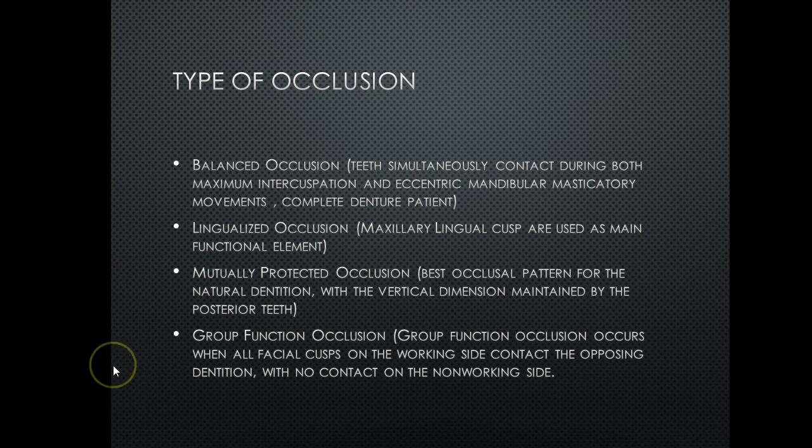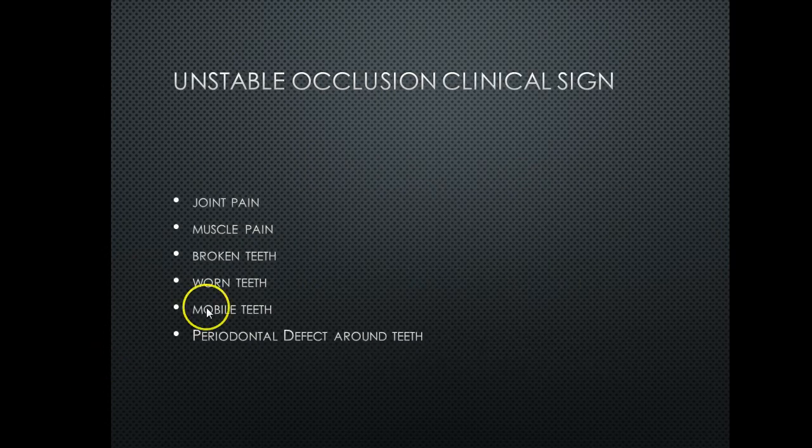So if you already have a patient who has some type of malocclusion, it would be a great thing to have that occlusion taken care of before we actually start doing our implant prosthetic restoration, let it be full, large partial, or even a single. So when we do that, what are generally the signs we're looking for in unstable occlusion? Obviously, joint pain, muscle pain, broken teeth, worn down teeth, mobile teeth, and periodontal defects.